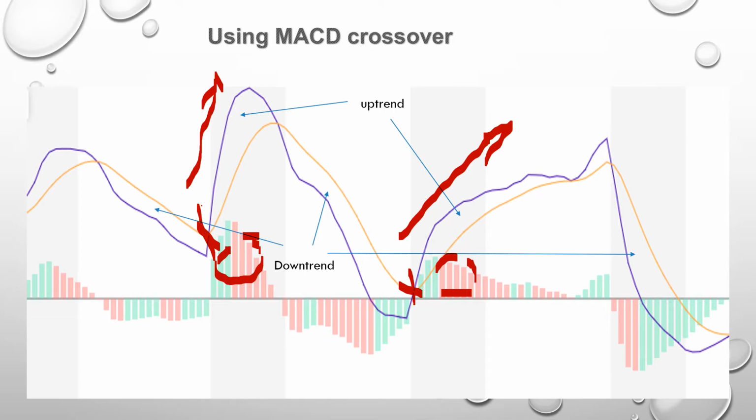Now, if the crossover occurs when the MACD line turns down and crosses below the signal line and enters a negative area, then the trend is downward and generates a sell signal. These points are the crossover generating a sell signal.